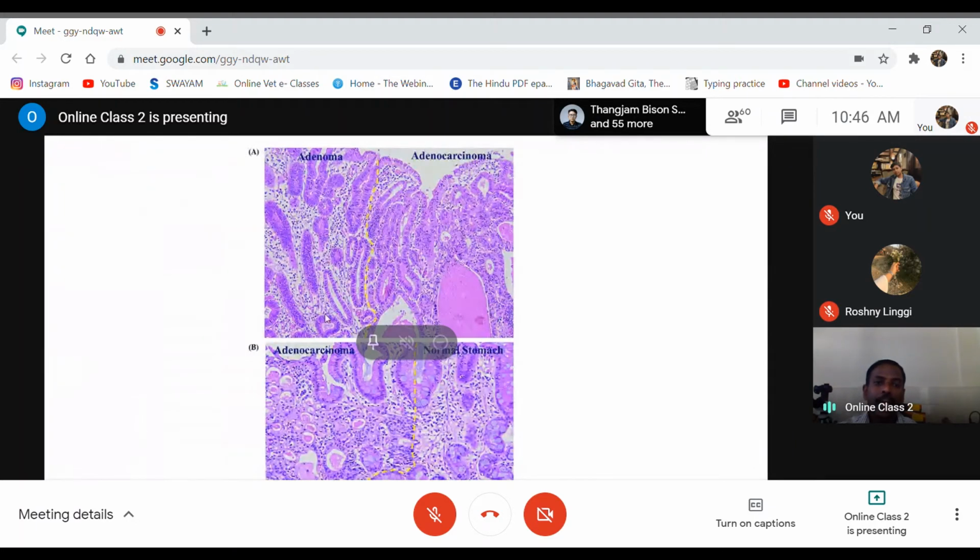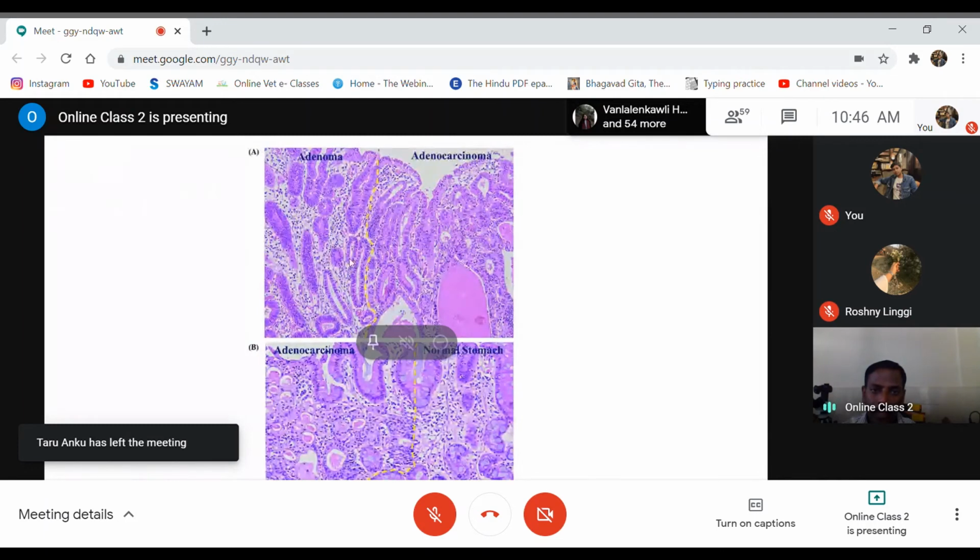This is the adenoma, wherein you can still find these glands. You can find the glands, but the only thing is that the morphological features of the glands are changed. But still you can find the glandular pattern.